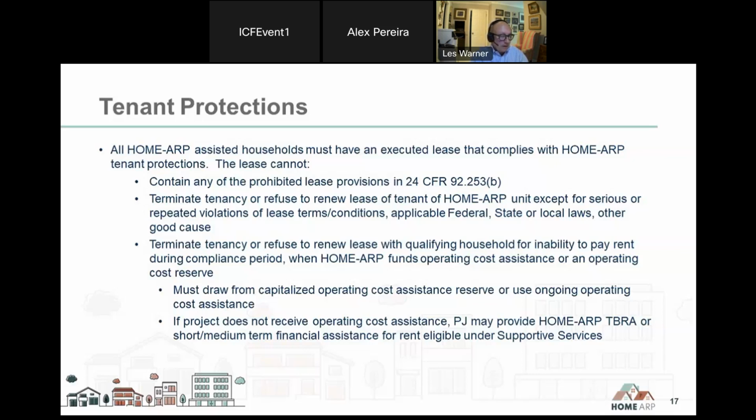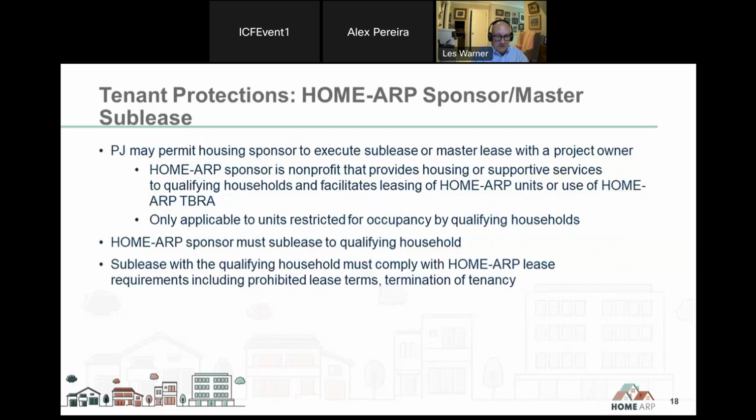But we are not going to choose not to renew their lease. So one of the flexibilities that is different under the HOME-ARP program versus the regular HOME program is that generally under HOME itself, we would say that we always have to have that lease between the income eligible tenant and the PJ or the project owner.